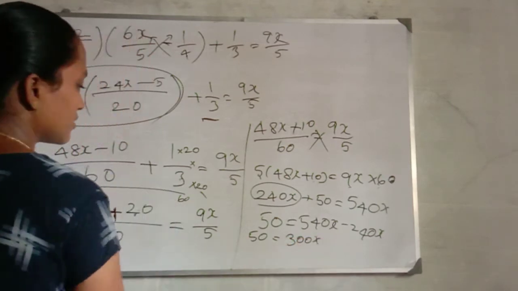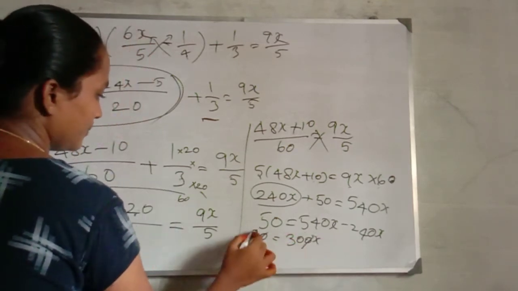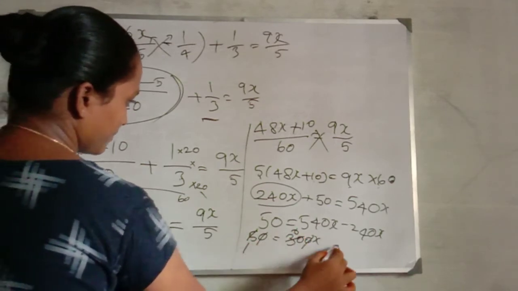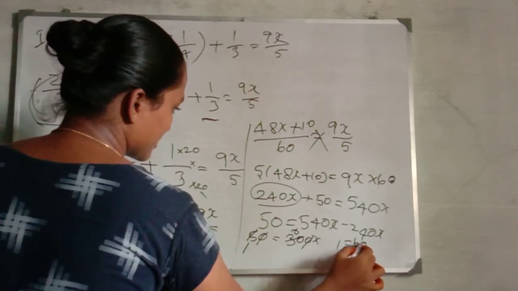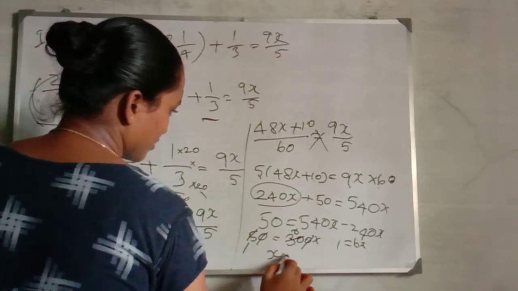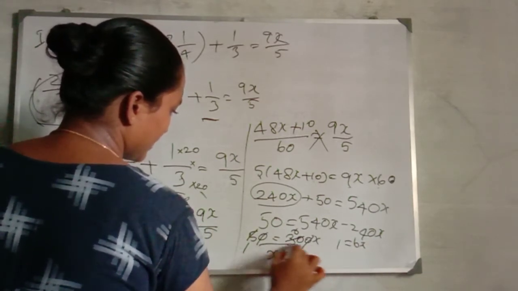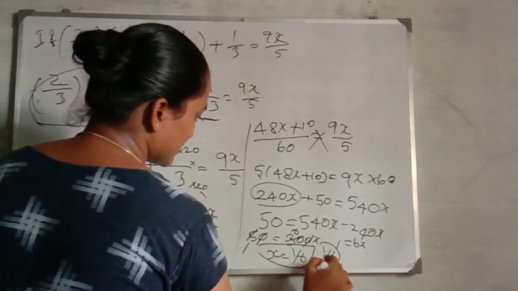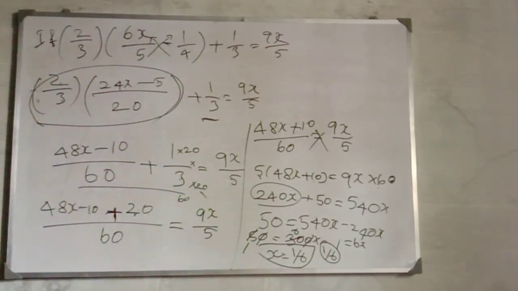So the answer will be 50 is equal to 300x. So 0 0 cancel. 1 5s are 5 and 6 5s are 30. So 1 is equal to 60x. So x is equal to 1 by 60. The answer will be 1 by 60. This is a very important question.